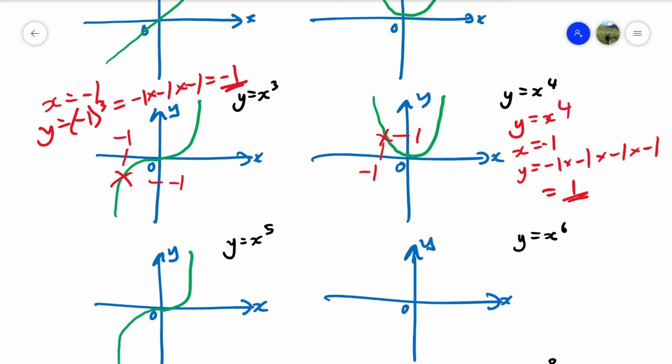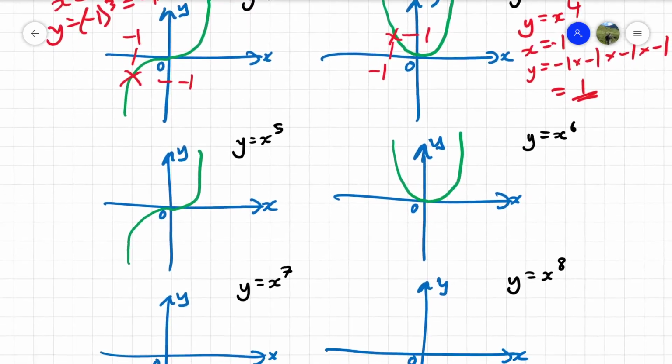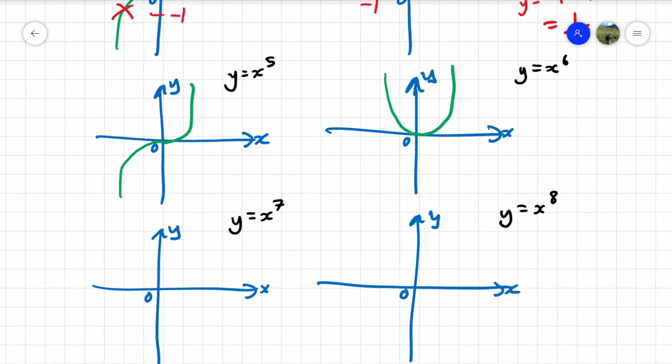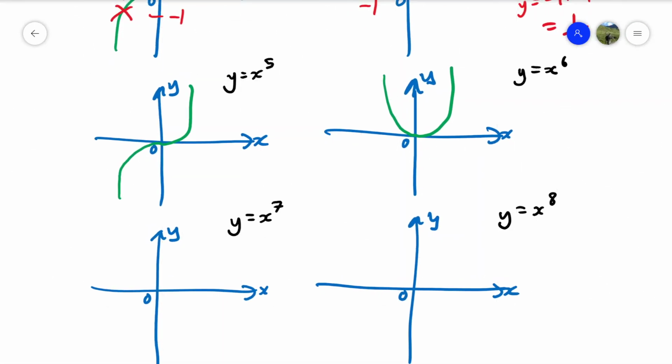That's what y equals x to the 5 looks like, and that's what y equals x to the 6 looks like. For exactly the same reasons. What about y equals x to the 7 and y equals x to the 8? Pause the video, have a go in your own time.